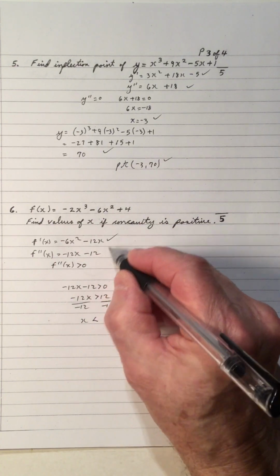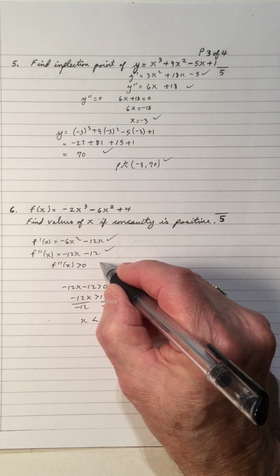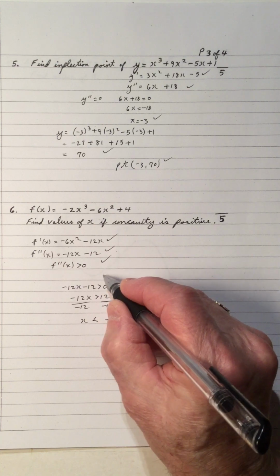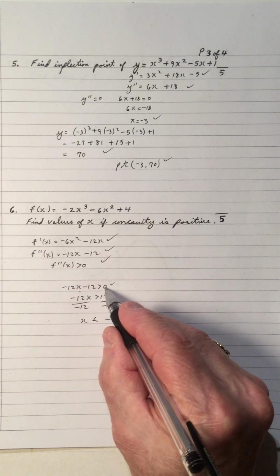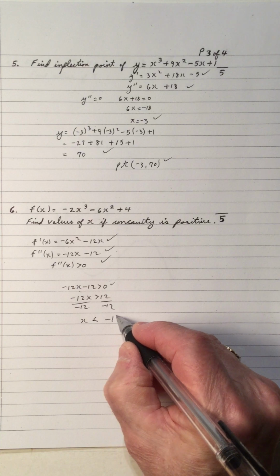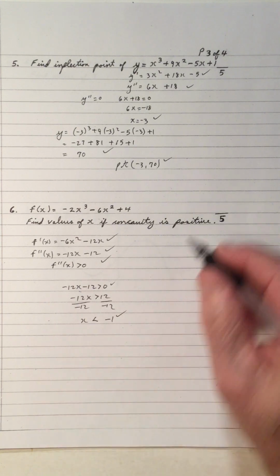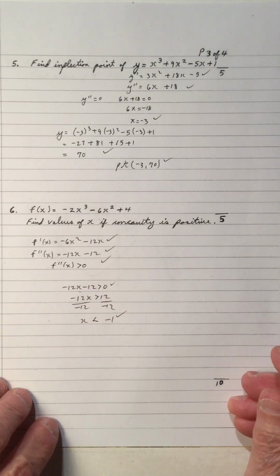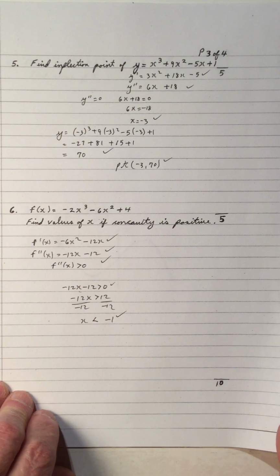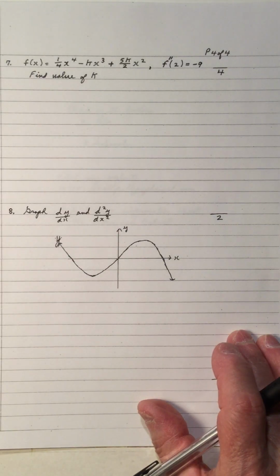And again, 1 mark, 2 marks, and we have 3 marks if you wrote this down. And if you divided and got negative 1 and you said less than, 5 marks in total. And again, there's 10 for that page. Hopefully everything is going well. And let's continue at the last page.